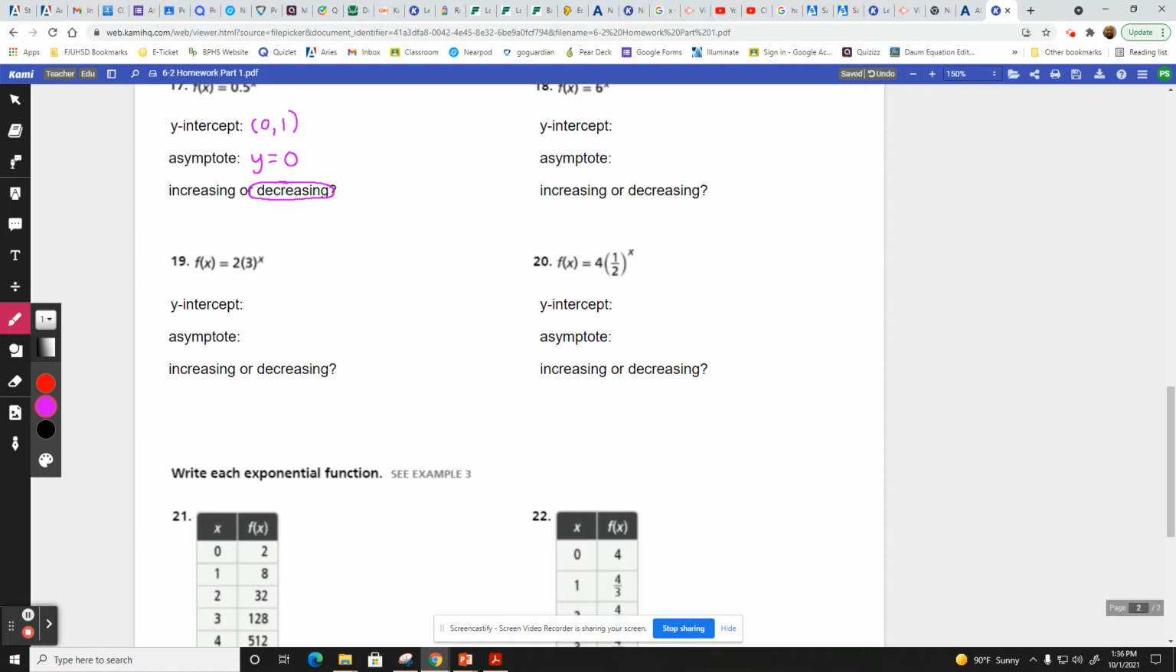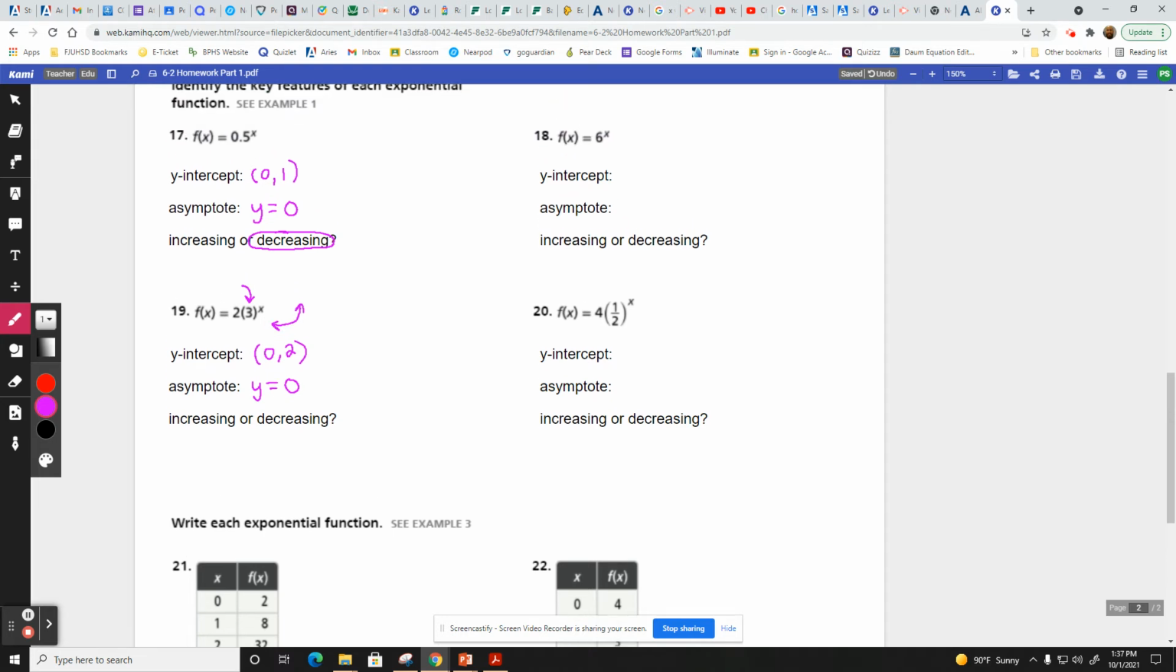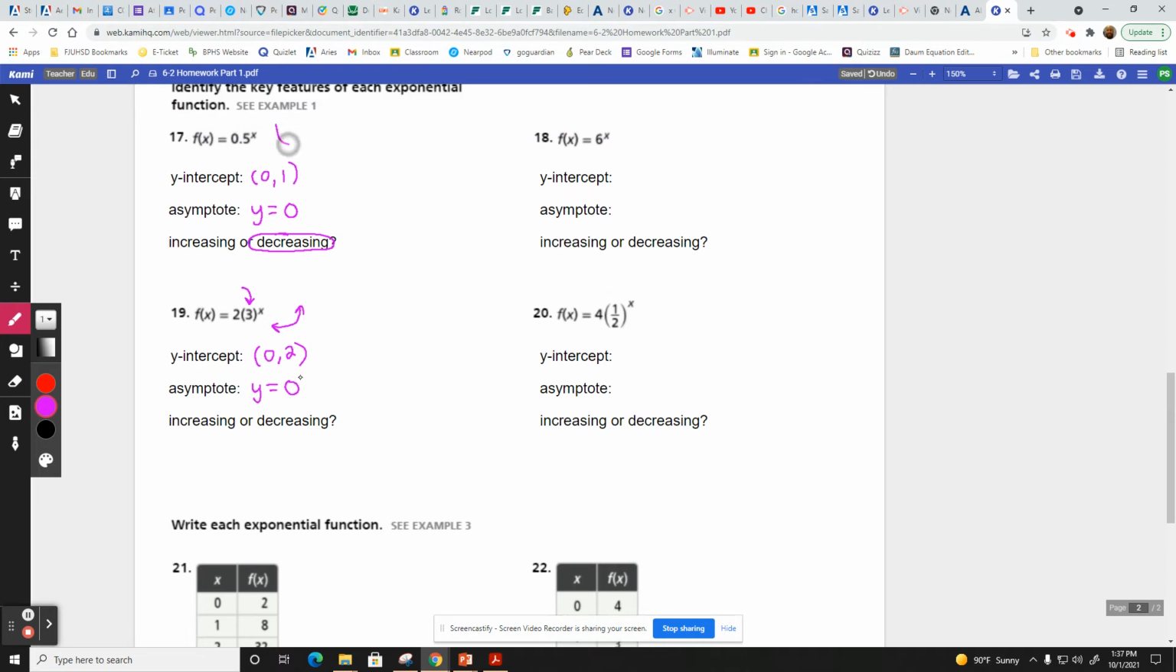If we look at number 19, the a value is the y-intercept, so that's going to be (0, 2). The asymptote doesn't change, it's y equals 0. Then we want to know if it's increasing or decreasing, so we look at the b value. That's the b value, and it's bigger than 1, so that means it's going to be growth. Growth looks like this, but decay looks like this. That's why that one is decreasing and this one is increasing.